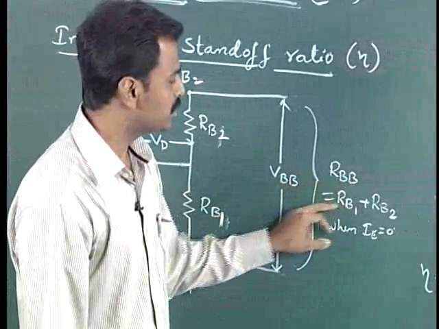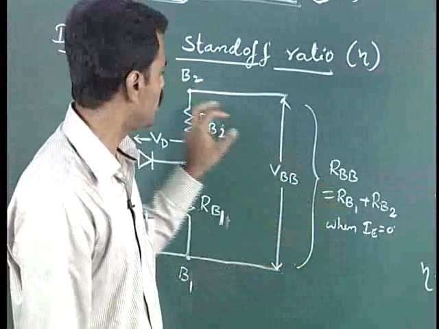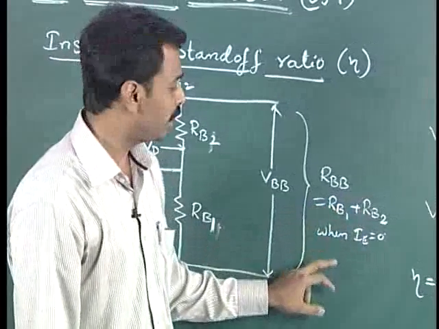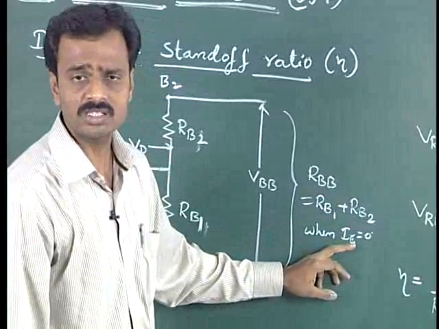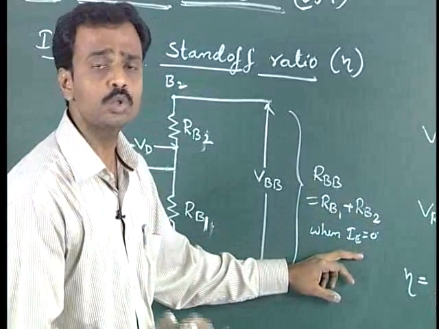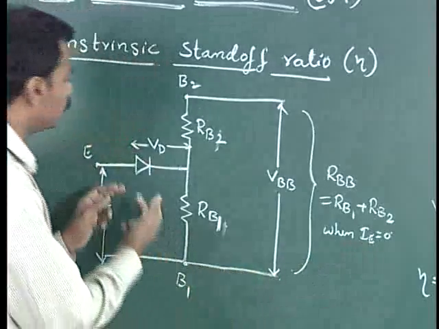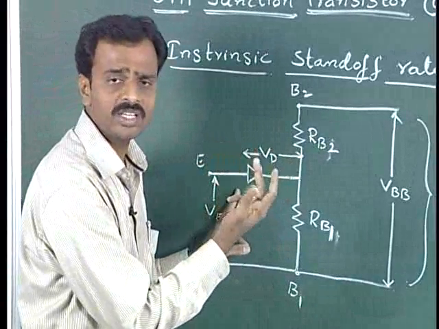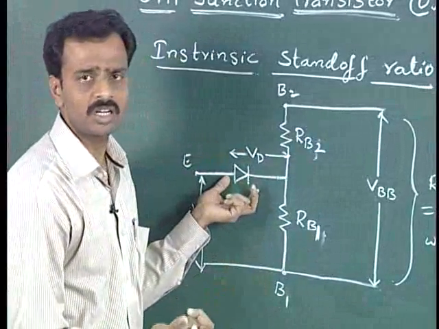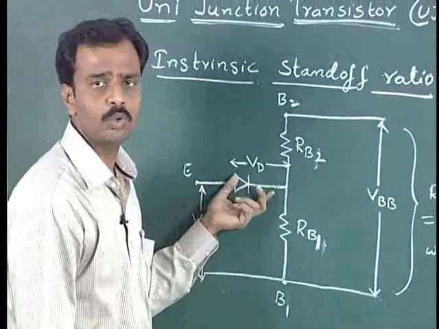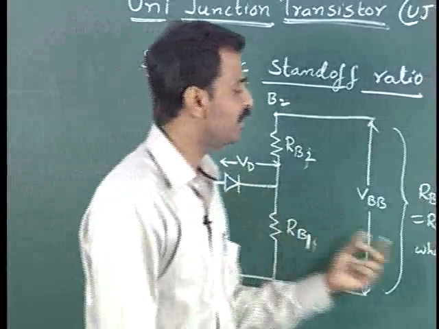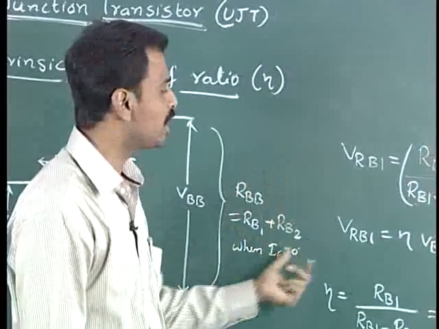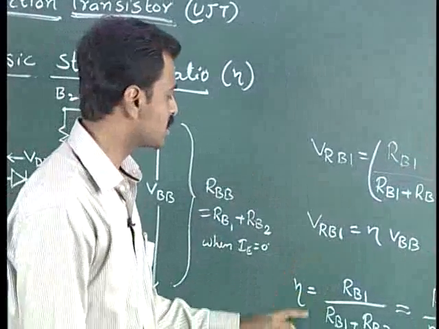Now the total resistance RBB is the sum of these two resistances, RB1 and RB2, when IE equals 0. IE equal to 0 means that when the diode is not conducting, there is no flow of current. We are explaining the intrinsic standoff ratio under the condition when the diode is not conducting. When the diode is not conducting, obviously the emitter current IE across the diode will be equal to 0, and this total resistance will be the sum of these two resistances.